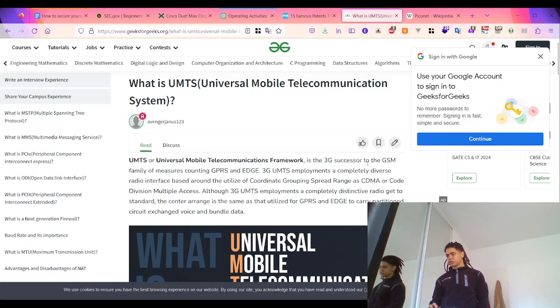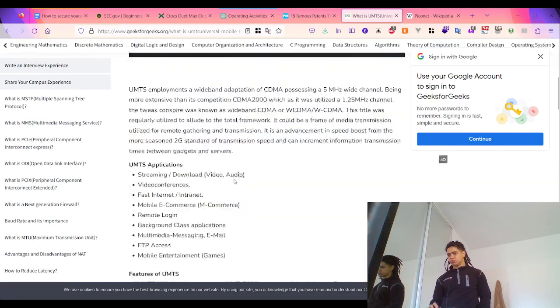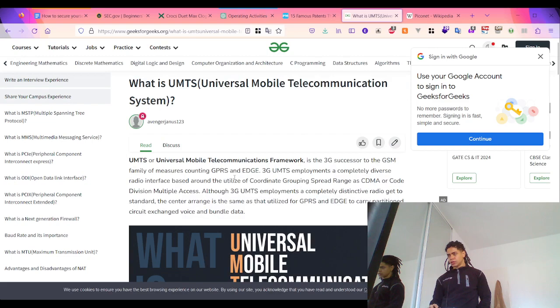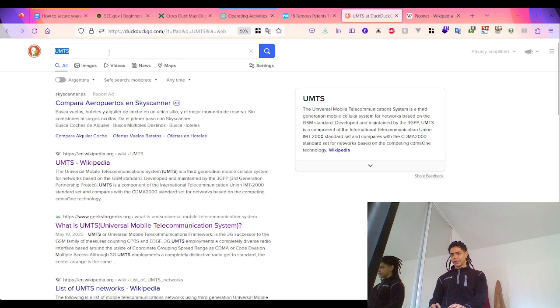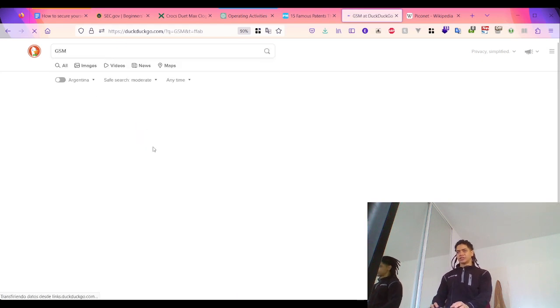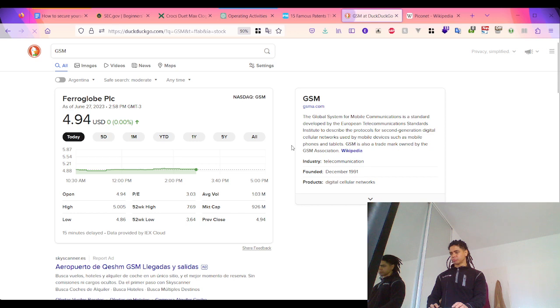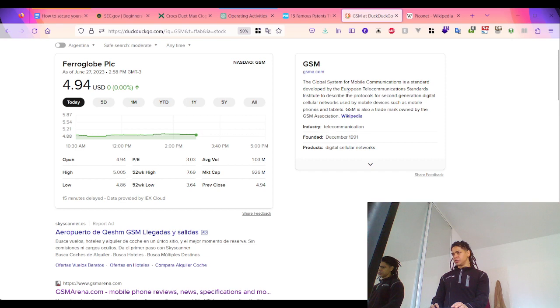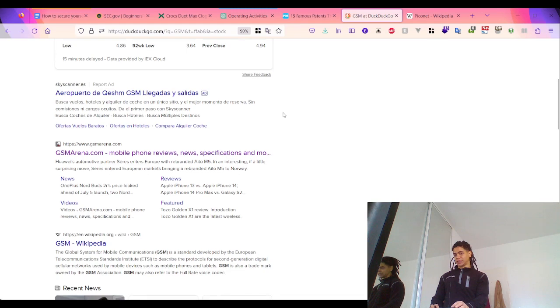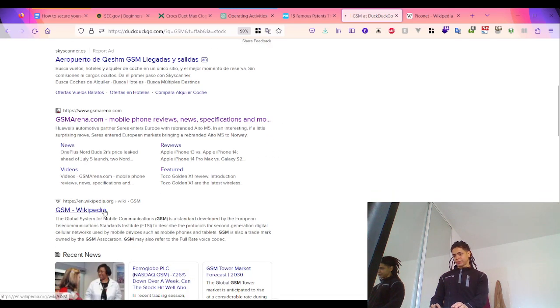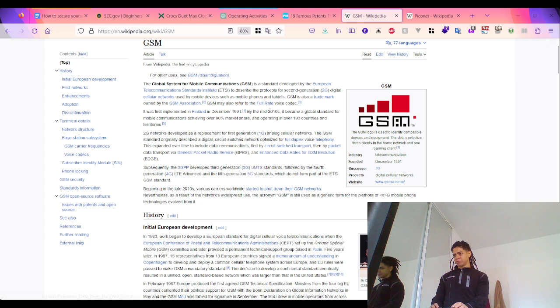Is it a 3G successor to the GSM? But after all, this is the standard GSM, Global System for Mobile Communication. The Global System for Mobile Communication is a standard developed by the European Telecommunication Standards Institute. Interesting. So what is the current successor?